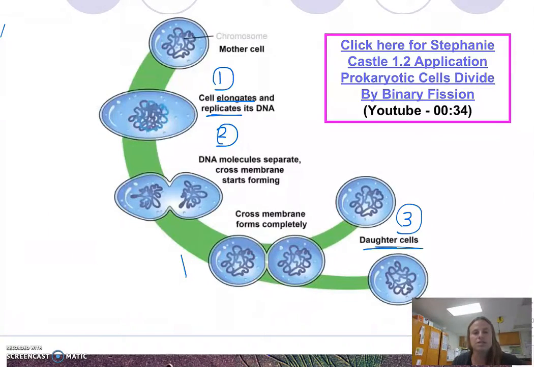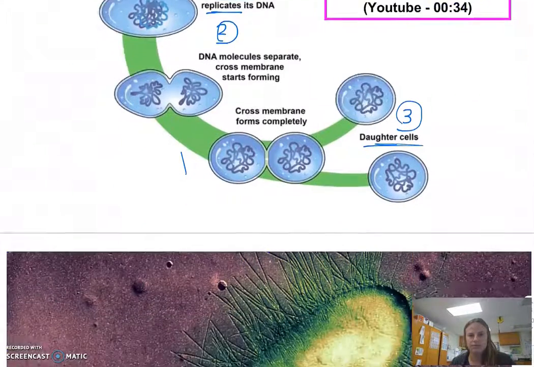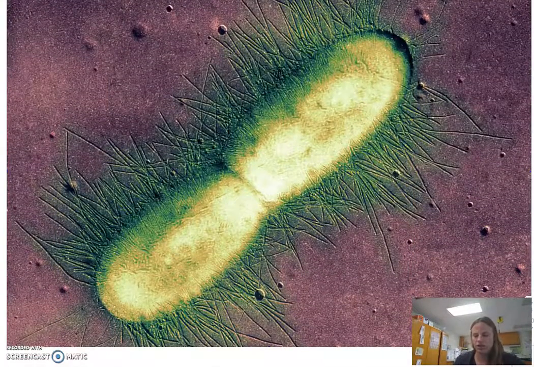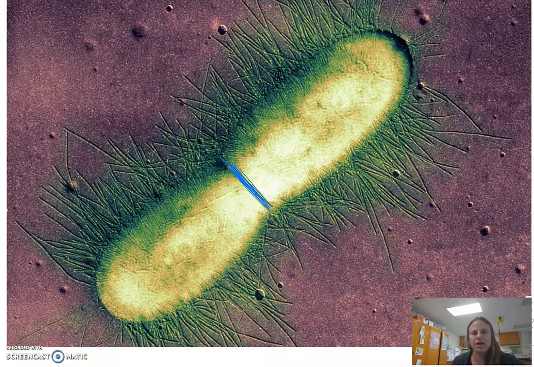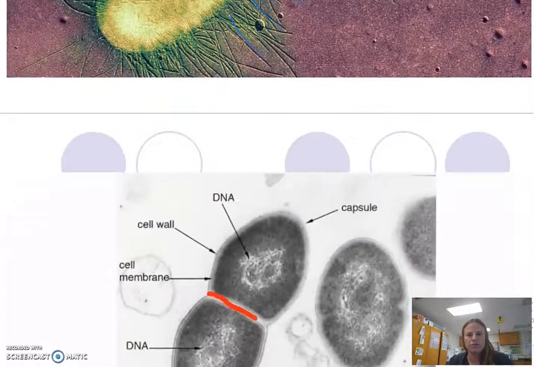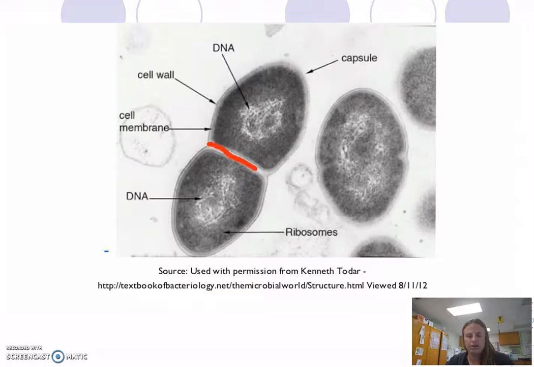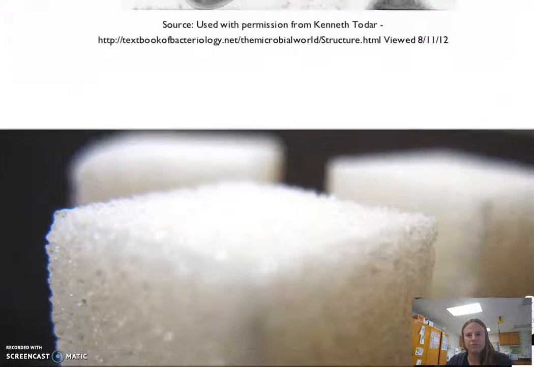So those daughter cells are identical to each other, and they're identical to the mother cell. Here's an actual image of binary fission occurring, where my prokaryote is going to split into two. You can see the pili are visible very clearly, and this is what it would look like underneath a microscope. Here's another picture showing binary fission occurring in a prokaryote.